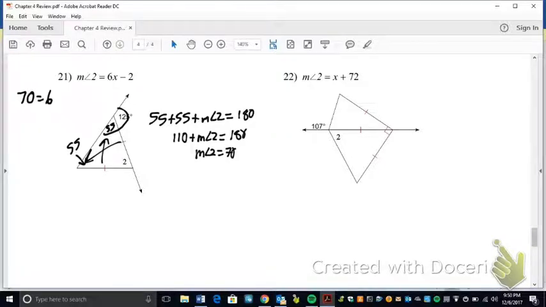So we plug that in. 70 equals 6x minus 2. We're going to add 2 to both sides and we get 72 equals 6x. Divide both sides by 6 and we get x equals 12.